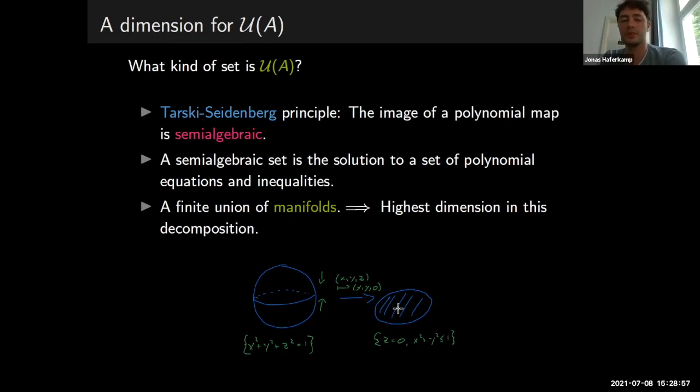So this is an extremely simple example, but essentially the properties that we are going to need from the set of unitaries that you can get from a given architecture is very similar to this simple toy example of a projected sphere.